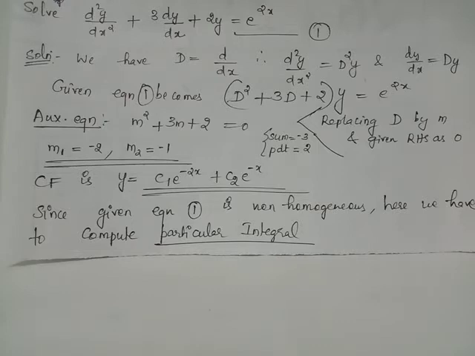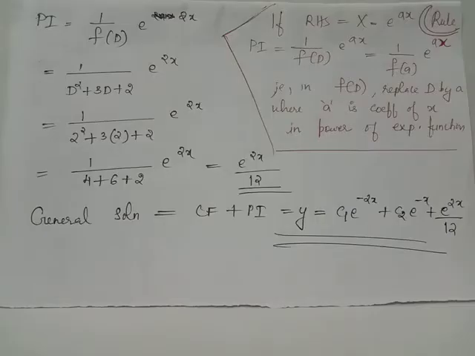In order to find out the particular integral here, because we have a non-homogeneous equation to be solved, we will take the RHS which is capital X equals e raised to 2x. Recall that general solution for non-homogeneous equation will be complementary function plus particular integral. Particular integral PI equals 1 by f of D acting on RHS e raised to 2x.